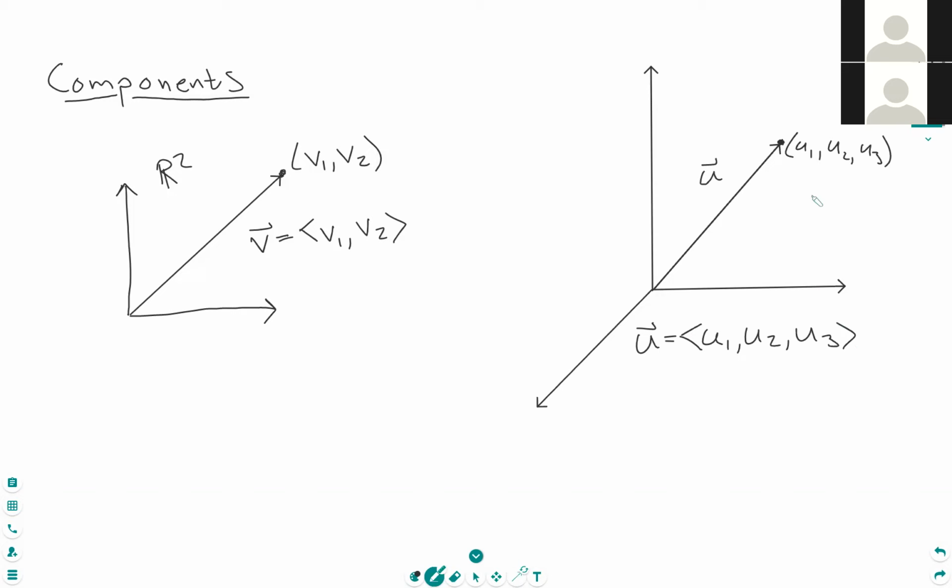So think about it like this. This one had a v1 x length. It had a v2 y length. And that's what we gave this description here. It goes a distance of v1 in the x direction and a distance of v2 in the y direction. Whereas in R3, we're going u1 in the x direction, u2 in the y direction, and u3 in the z direction. So there's a difference between writing it as a point and as a vector.